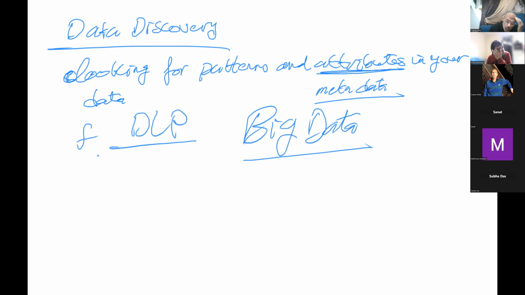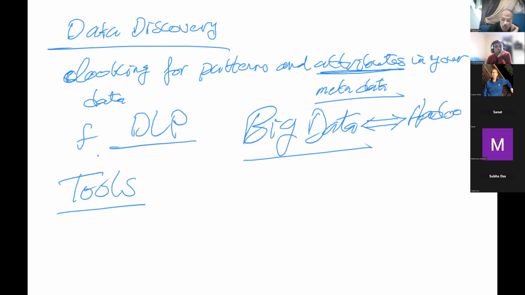Of course, you need the tools. You need the appropriate tools. For example, big data is usually related to Hadoop. Hadoop is an infrastructure which is able to make analysis on the big data and provide you reports and all this stuff. Okay.